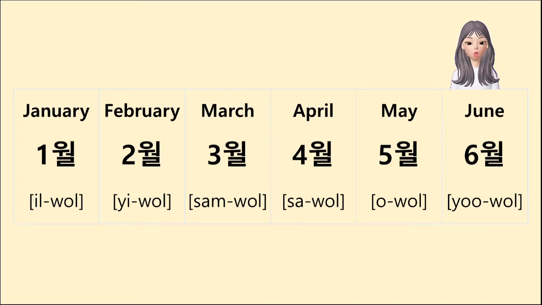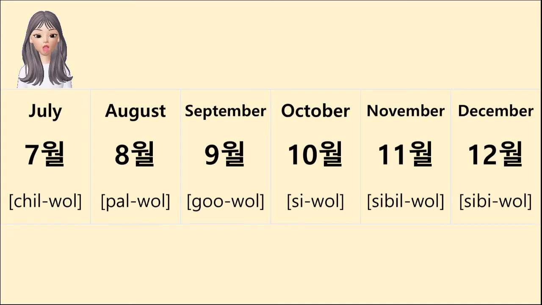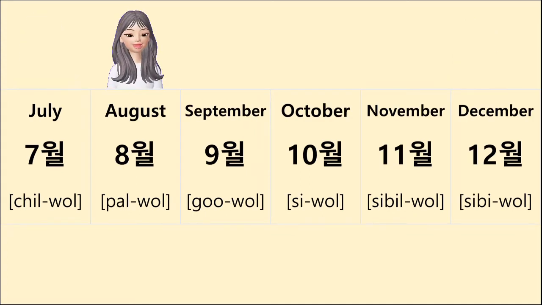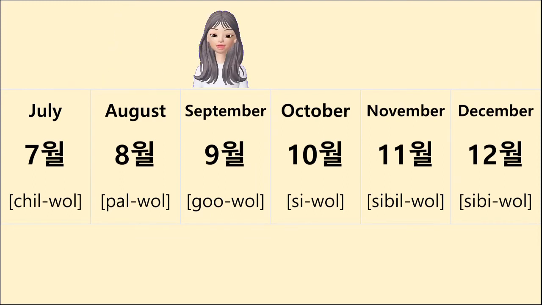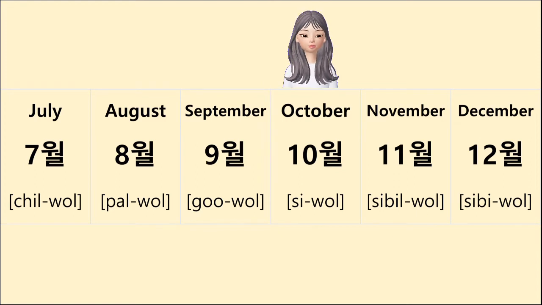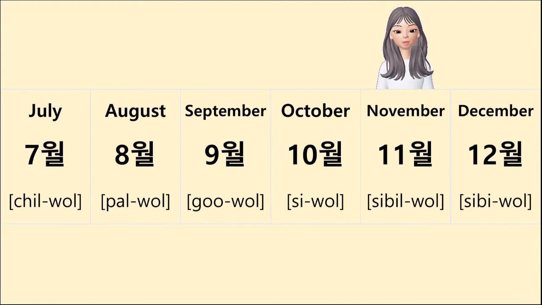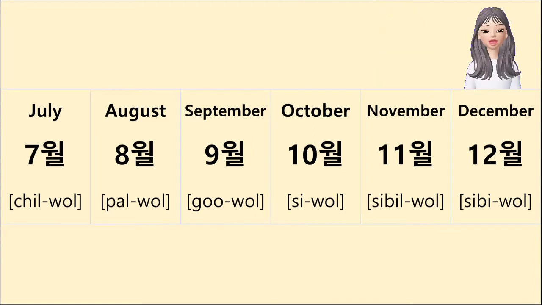From July, it's the same again. 7월. August is 8월. September is 9월. For October, the same rule as June applies. It's supposed to be 10월, as 10 is 십. However, you take out the 받침 and say 10월. November is 11월, and December is 12월.